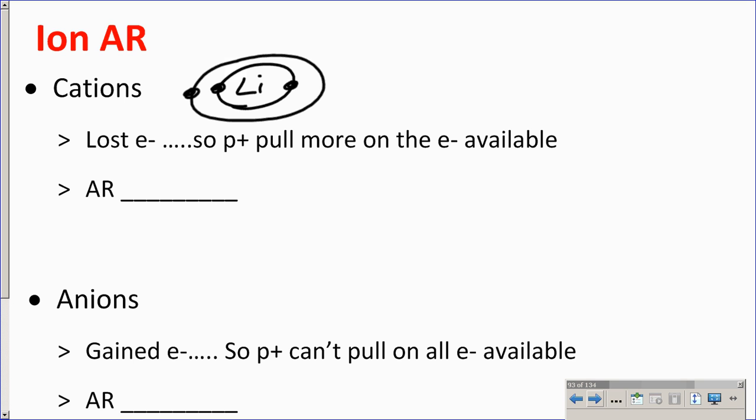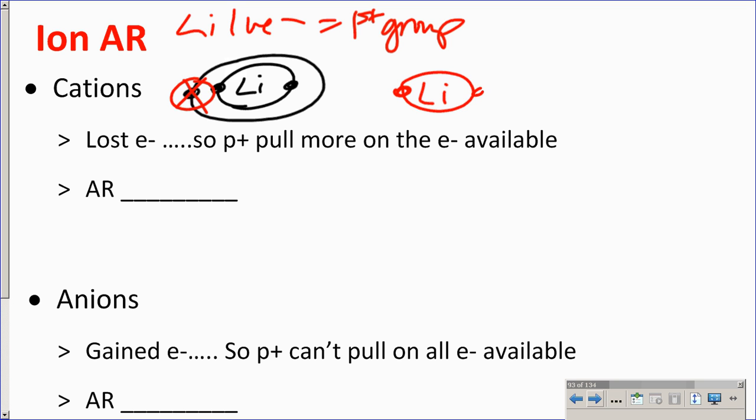How do you know that? Because it's in the first group, right? So we know lithium has 1 valence electron because it's in the first group, and that's because group number establishes the valence number. So what lithium can do is lose that valence electron. What happens when lithium loses that valence electron? It literally loses the whole energy level. It's gone. So lithium is left over like this.